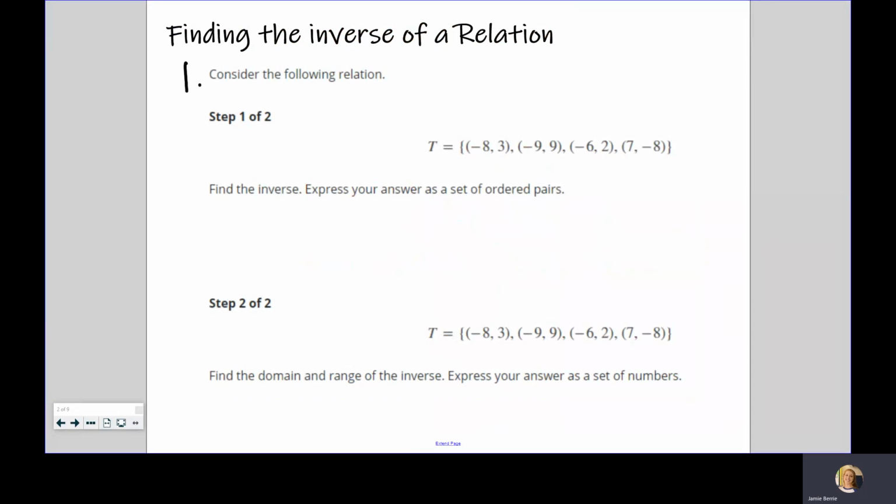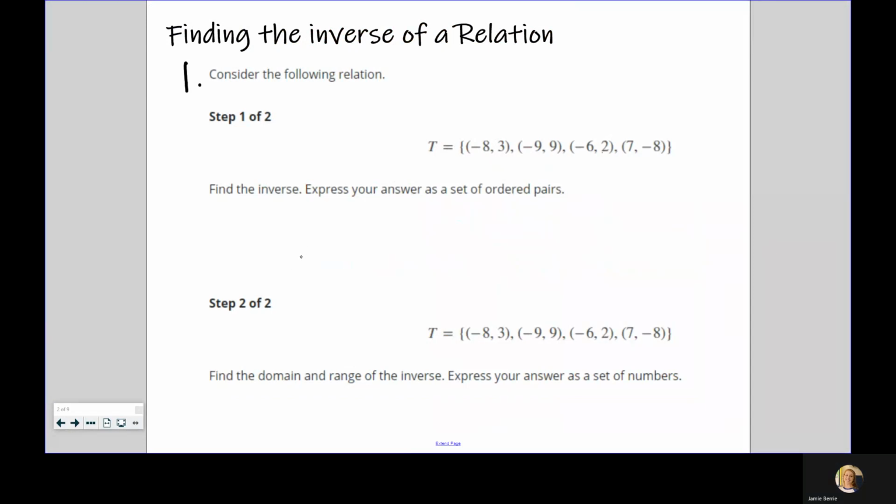So it says, consider the following relation. Step one is we have this set of ordered pairs T. T is equal to the ordered pairs (-8, 3), (-9, 9), (-6, 2), and (7, -8). It says find the inverse of T and express your answer as a set of ordered pairs.